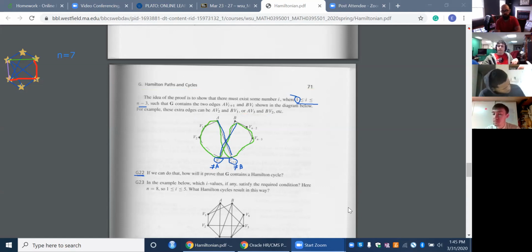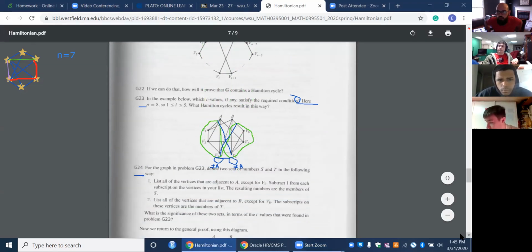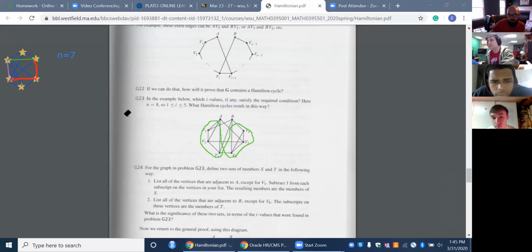Okay, so I think G23 does help out though with this idea. Let me see. Okay. Cool. We got 1:45, so a little bit of time. Okay, so let me erase this here. I'll clear out my stuff. Okay, so let's clear this.